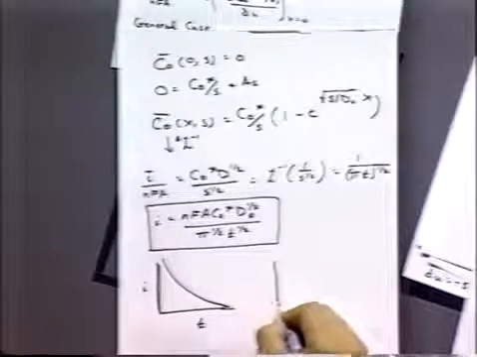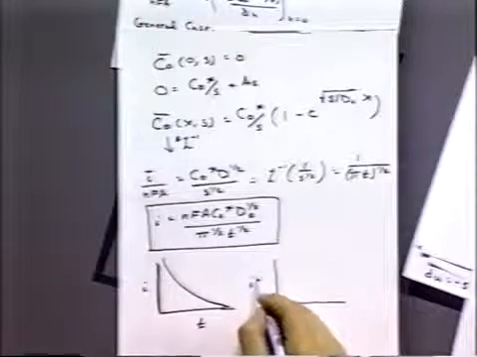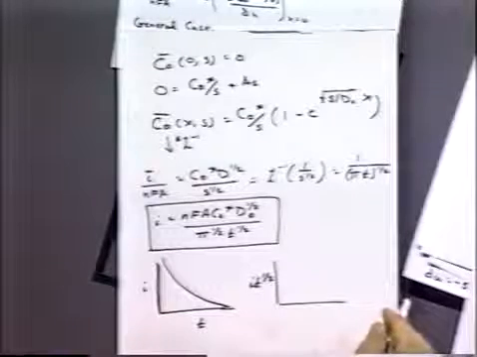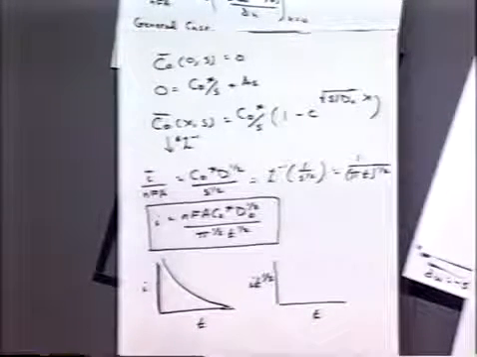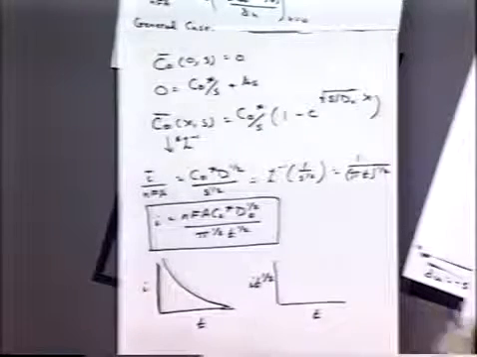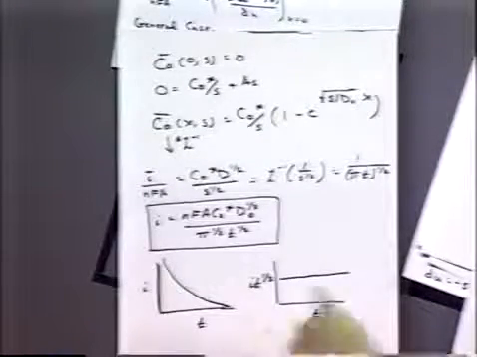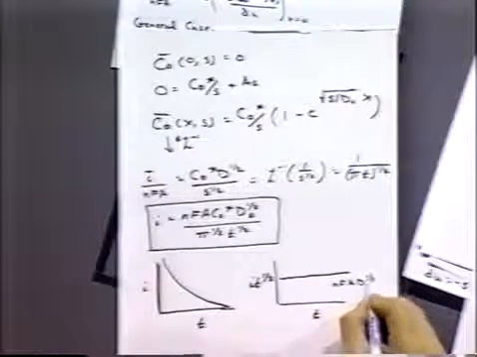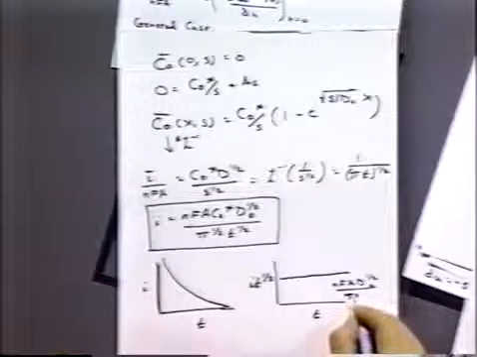Another way people draw it, especially that really illustrates the Cottrell behavior, is to multiply the current times t to the 1/2, and then a graph of I times t to the 1/2 versus t would give us a straight line, and that straight line would be equal to NFAD to the 1/2 over pi to the 1/2.